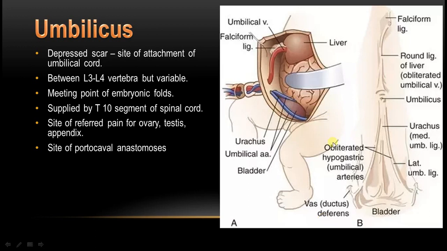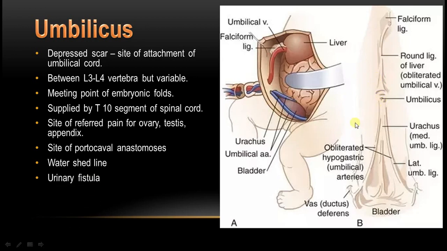So there you are able to see the umbilical cord, which is attached. These are the umbilical vessels, mainly the vein and the arteries, at the site of attachment of the umbilical cord. Then some folds are also attached.